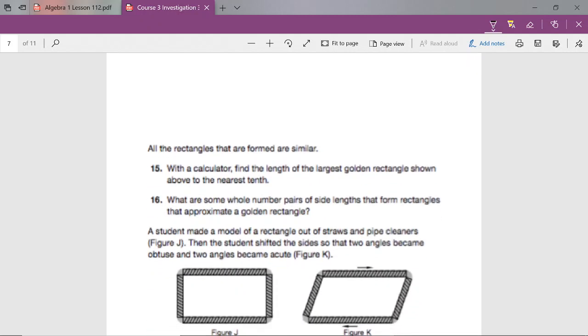So it says, with a calculator, find the length of the largest golden rectangle shown above to the nearest tenth. So what I would encourage you to do is actually do this without a calculator first to practice with those radicals. And that comes from taking this 1 plus 1/2 times the square root of 5 and then minus 1 and estimating the square root of 5. So remember how we do this.